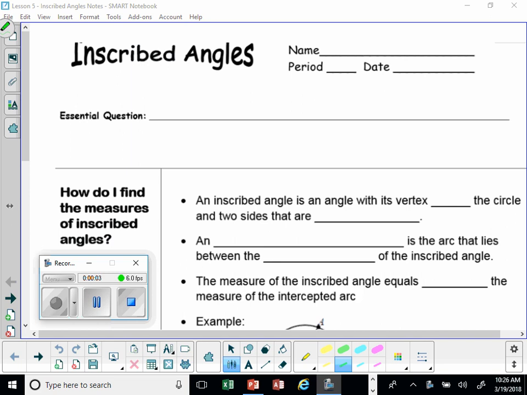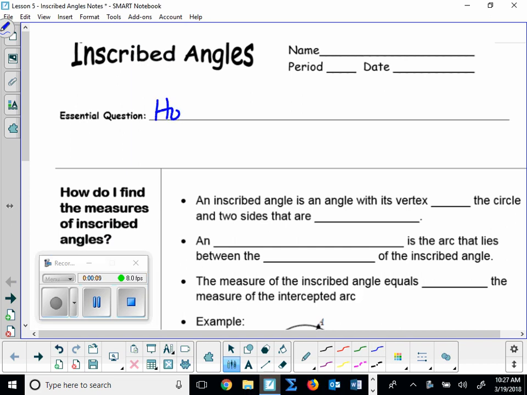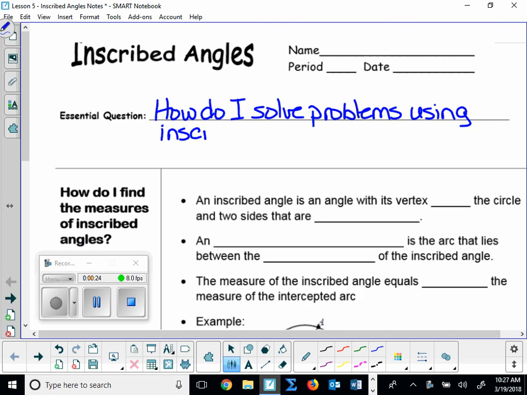Lesson 3 deals with inscribed angles in a circle. So our essential question is, how do I solve problems using inscribed angles and their intercepted arcs?